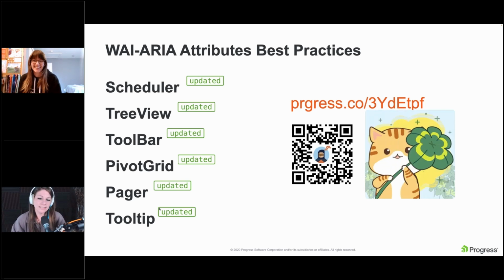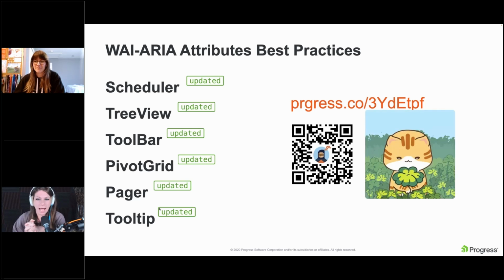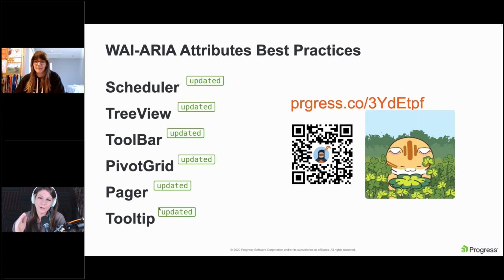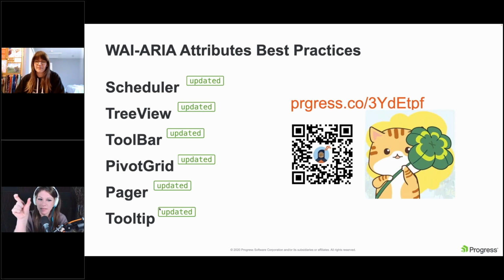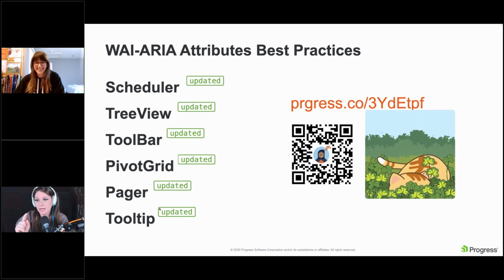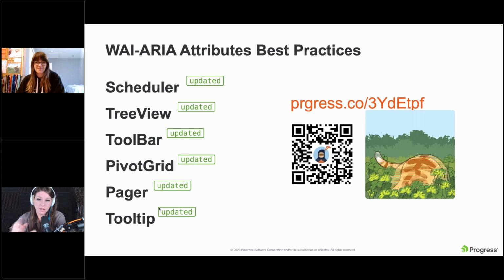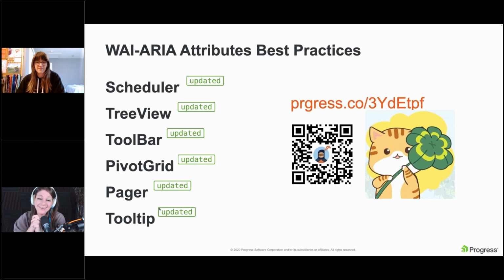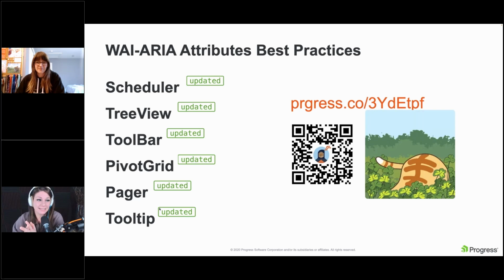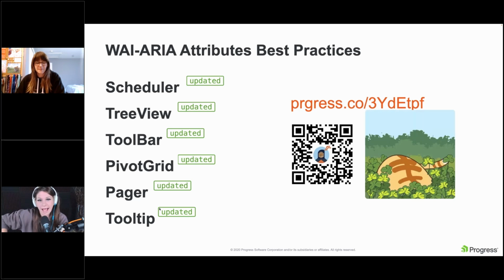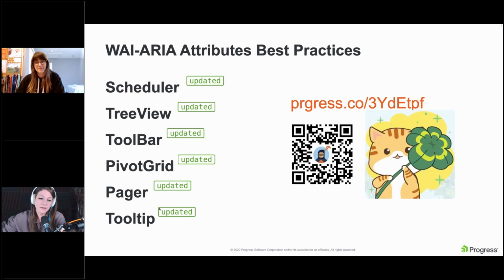So there was an update across six components for WAI-ARIA attribute best practices. And if you go to our documentation, you can see they'll have this little updated tag next to it. If you scan this, you can check out what those changes are. Scan the QR code or go to this. It's really a wonderful update for accessibility. The keyboard navigation, again, for the tile layout and the scheduler, and then the WAI-ARIA attributes best practices update for these 6 components. So very, very exciting.